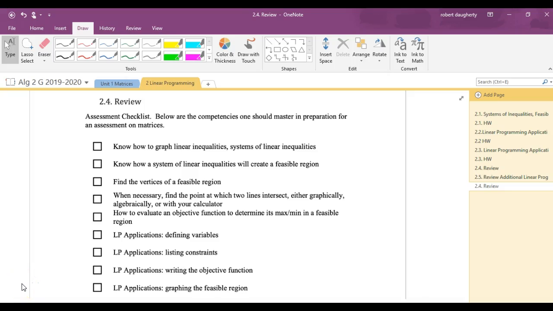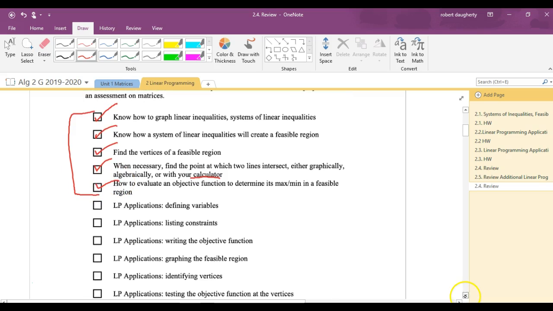Okay, Algebra 2, this is our review 2.4 for the assessment that comes up on linear programming. Remember, we had 3 lessons in this unit. The first day, we did things related to linear programming that did not involve word problems: how to graph a system of linear inequalities, how to create the feasible region, finding the vertices, and one of the skills you need is when 2 lines intersect, how do you find that intersection, either graphically or algebraically or using your TI Inspire, which you'll have for this entire test, and then evaluating an objective function to minimize or maximize it. Those skills then just moved forward into word problems.